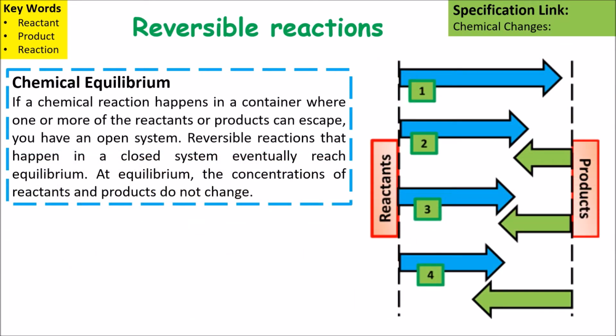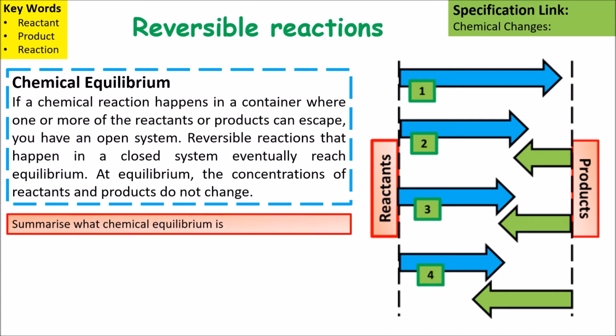If a chemical reaction happens in a container where one or more of the reactants or products can escape, you have an open system. Reversible reactions that happen in a closed system eventually reach equilibrium. At equilibrium, the concentrations of the reactants and the products do not change.